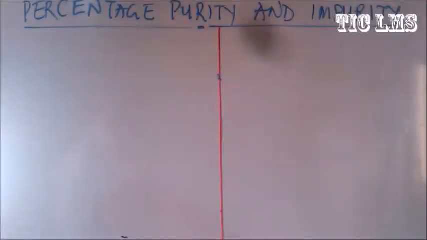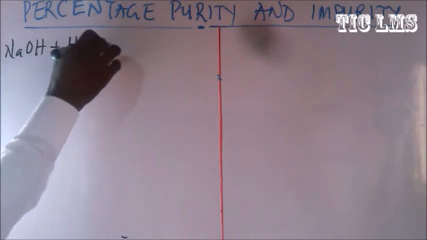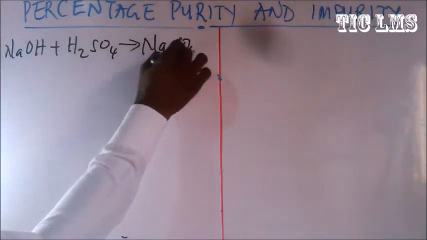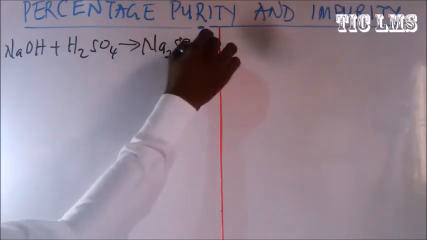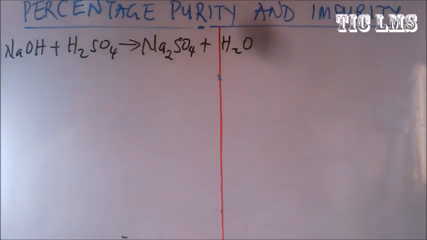Alright, so in this question, we have a base which was neutralized by an acid. So first, let's get our equation. We have sodium hydroxide plus H2SO4, that produces Na2SO4 plus H2O. Alright, so we'll check to see if our equation is balanced, but obviously it is not balanced.